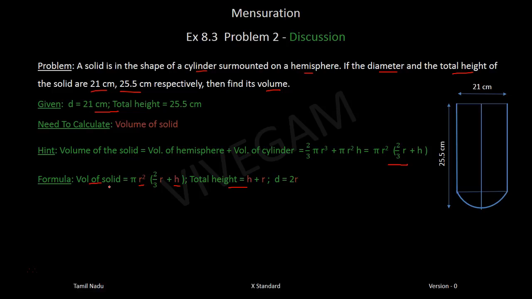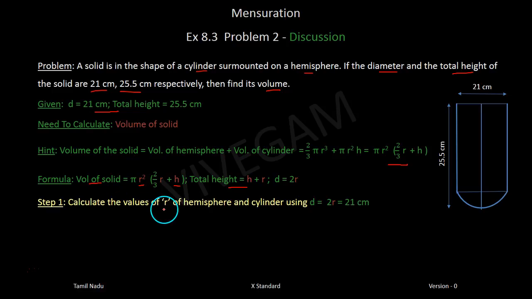So let's summarize the steps. Calculate the value of the radius r of the hemisphere and cylinder, both have the same value, using d equal to 2r, that is equal to 21 centimeters, which means radius is 21 centimeters divided by 2.